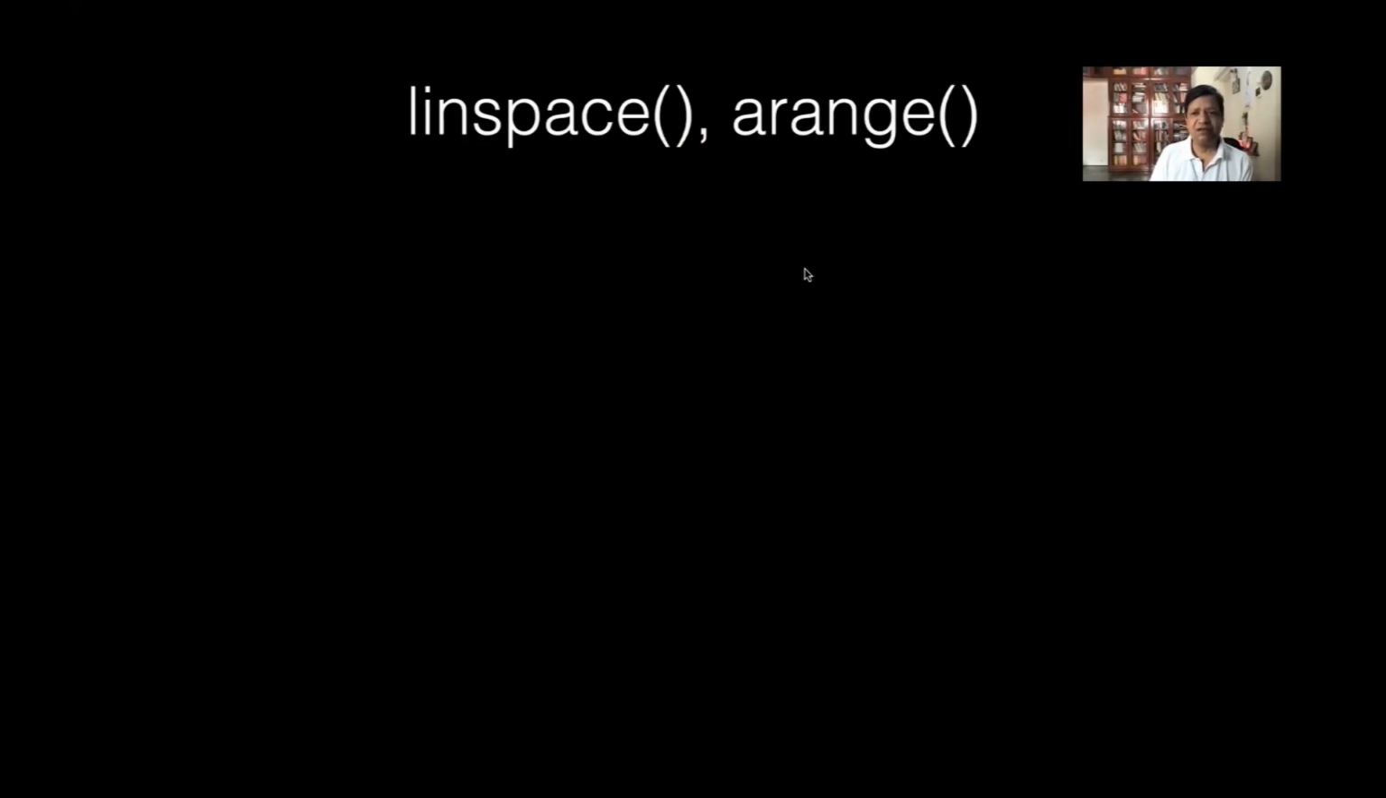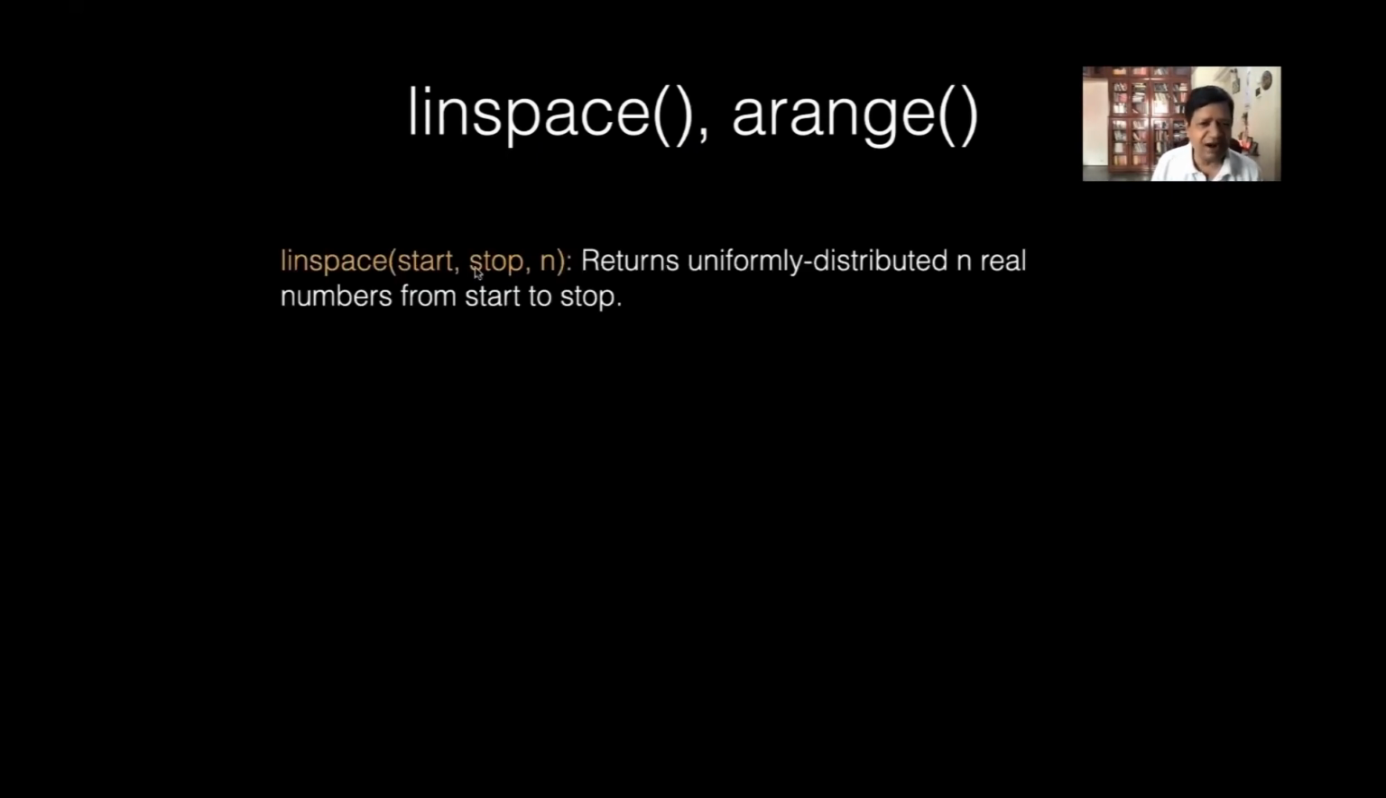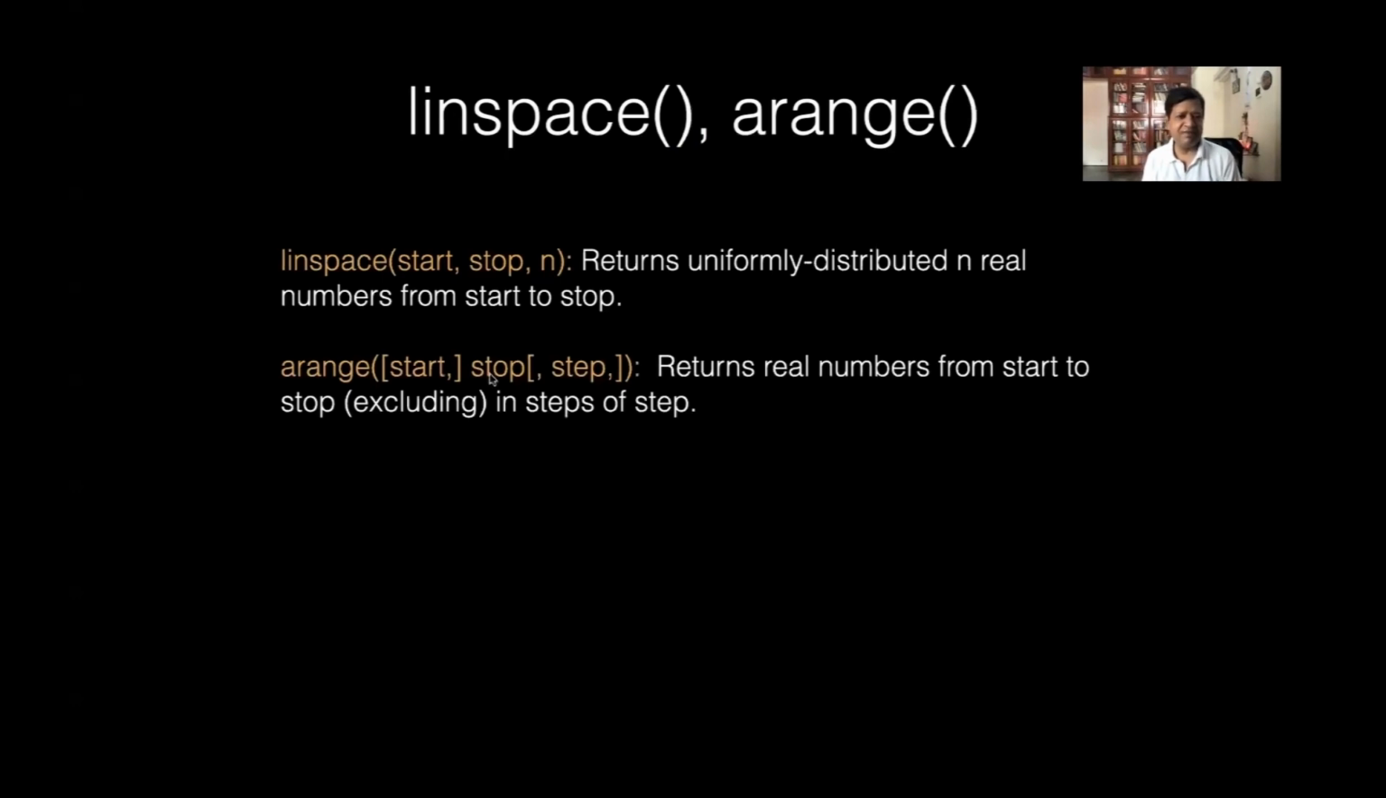Now, two important functions: linspace and arange. For linspace, I need numbers arranged in a line which are equispaced. In a finite difference scheme, I need to use this x with equispaced points. So I give start, stop, and the number of points. Start from the real number start, end at stop. How many numbers do I sample? N numbers I sample.